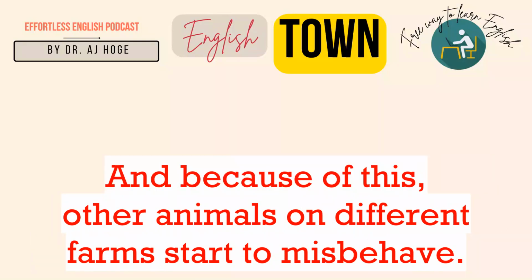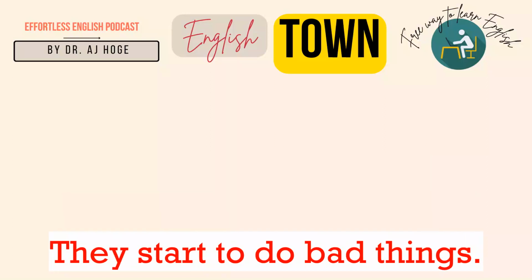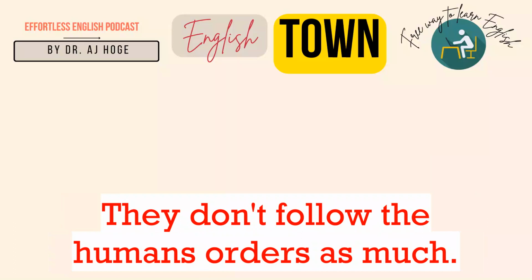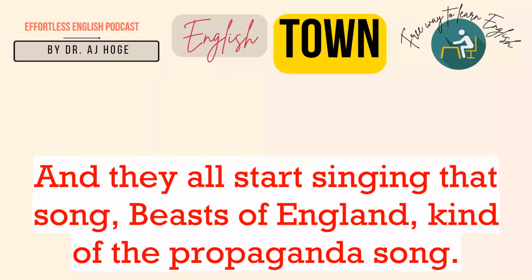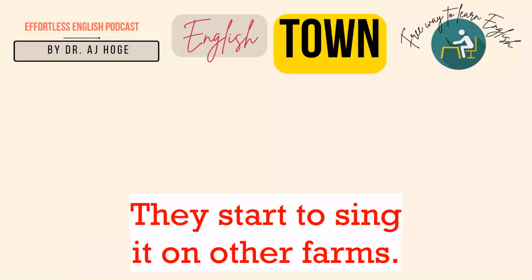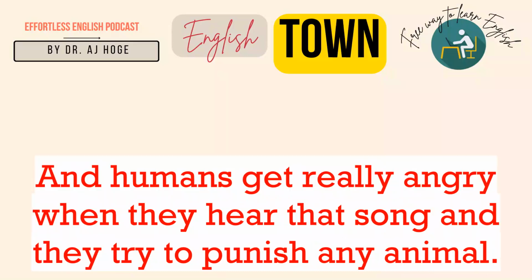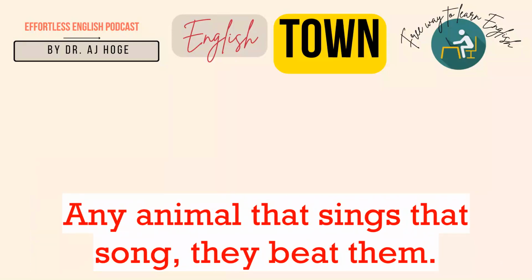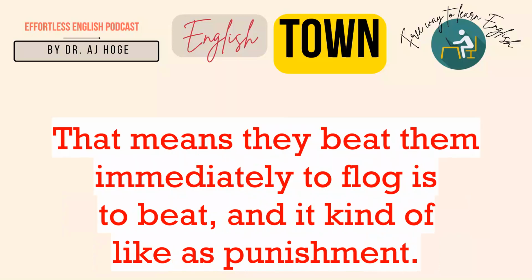And because of this, other animals on different farms start to misbehave. They start to do bad things. They don't follow the humans' orders as much. And they all start singing that song, Beasts of England, kind of the propaganda song. They start to sing it on other farms. And the humans get really angry when they hear that song, and they try to punish any animal that sings that song. They beat them. He says they flog them on the spot. It means they beat them immediately. To flog is to beat, and kind of like as punishment.